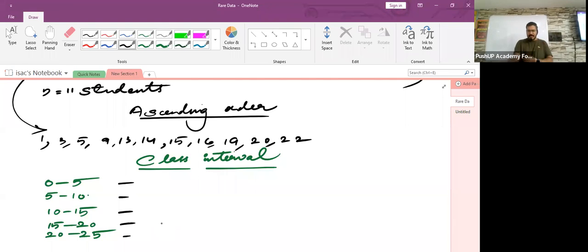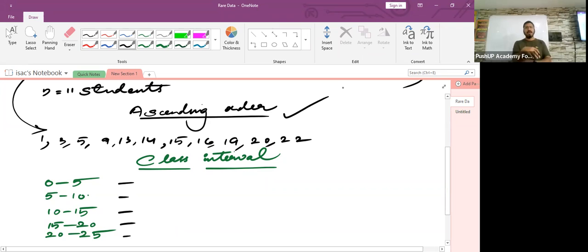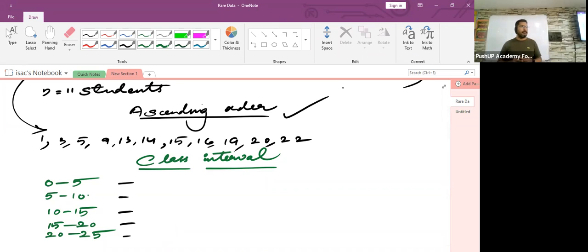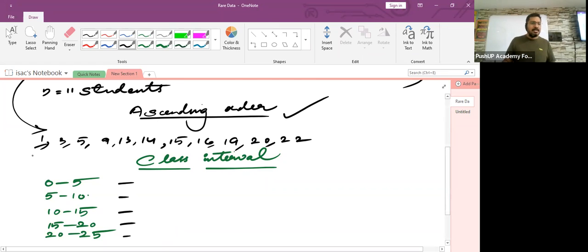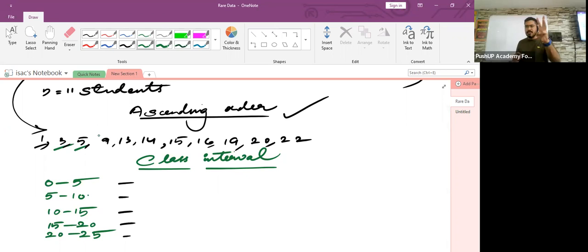Children, with reference to this ascending order, I'm going to ask you questions. You give me answers and automatically you will be learning the concept along with that. 0 to 5. Can you tell me how many students have scored from 0 to 5? 3 are there. Which are those students? One student got 1 mark, the other got 3 marks, and the other got 5 marks. So you all are saying there are 3 students who have scored 0 to 5 marks.